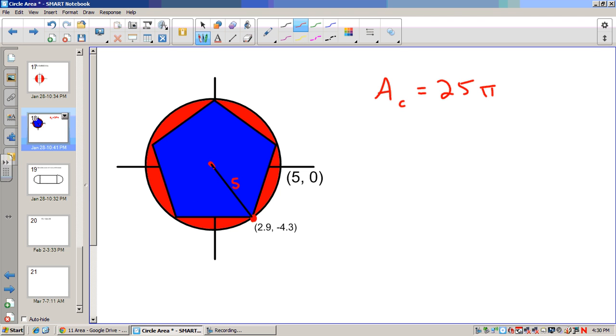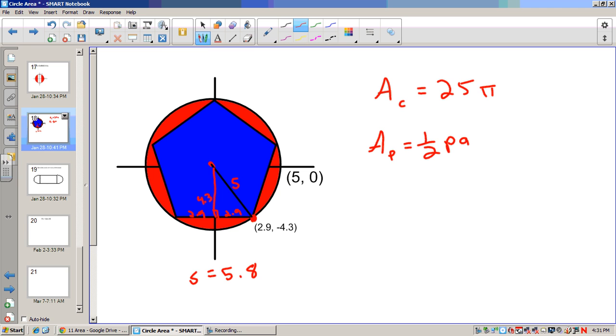Now, if I wanted to find this point here, it's 2.9 to the right and 4.3 down. That's saying that 4.3 is the apothem. So if I want to find the area of the pentagon, what we would need to do is 1/2 the perimeter times the apothem, or 1/2 side length times number of sides times apothem. Now if that's 2.9, this side over here is 2.9, so the side length is going to be 5.8.